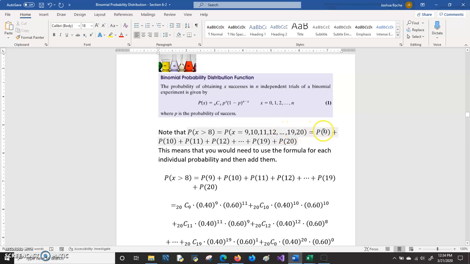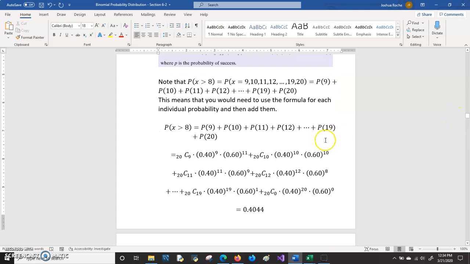I skipped a few here. And that means that one way to do it is to find the probabilities for each one individually and then add them all up. So I wrote down what that would look like partly here. I skipped some in between because that would be a lot to write down. But for example, this is the probability that 9 would have nearsightedness. Here's the probability that 10 would have nearsightedness. And you just do that, add them all up, and it should come out to about 0.4044.